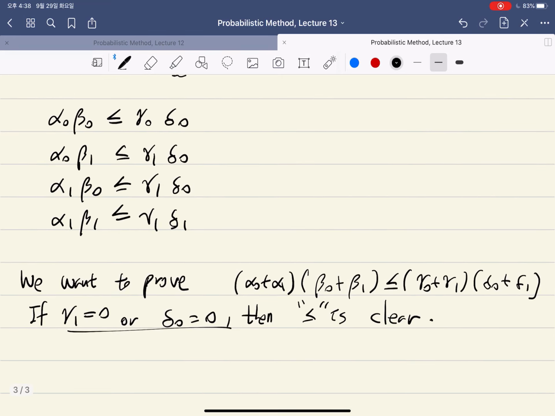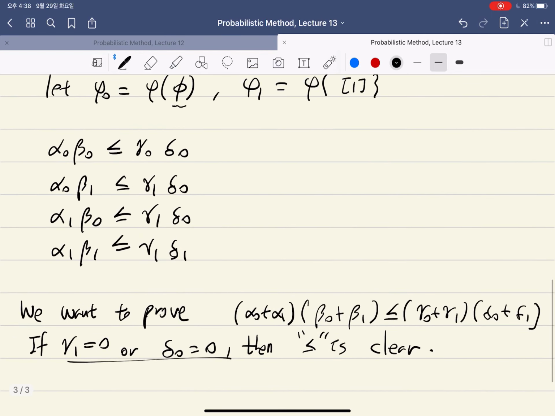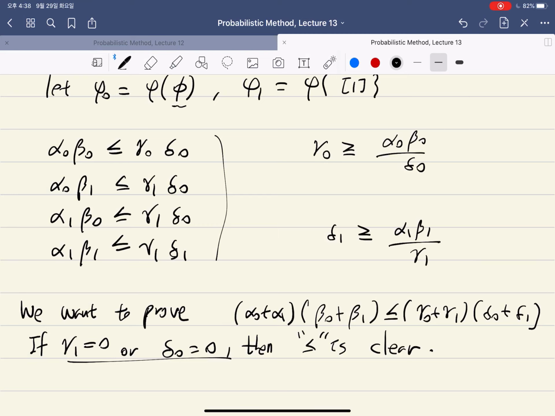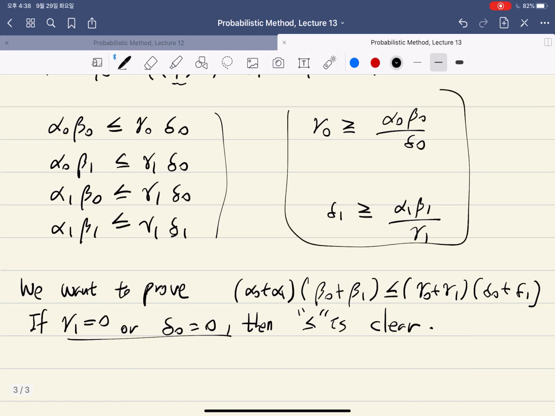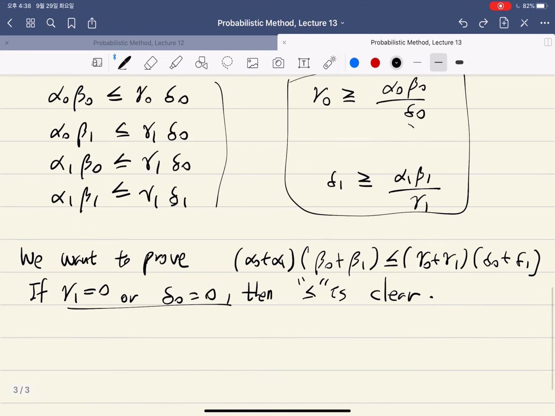Otherwise, what we get from here is gamma 0 is at least alpha 0 beta 0 over delta 0, and delta 1 is at least alpha 1 beta 1 over gamma 1. So when both delta 0 and gamma 1 are not 0, then we can obtain this.